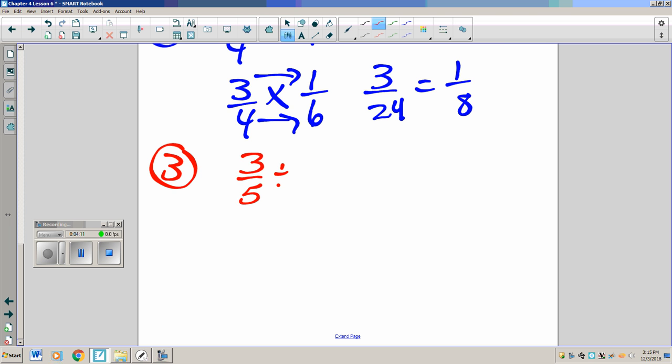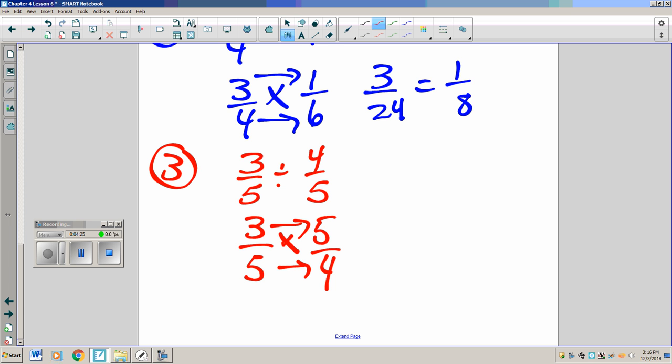3/5 divided by 4/5. 3/5 times 5/4. Multiply. 15/20, reduce, 3/4. Don't forget your cross reducing. Look, there's the answer. One more of those.